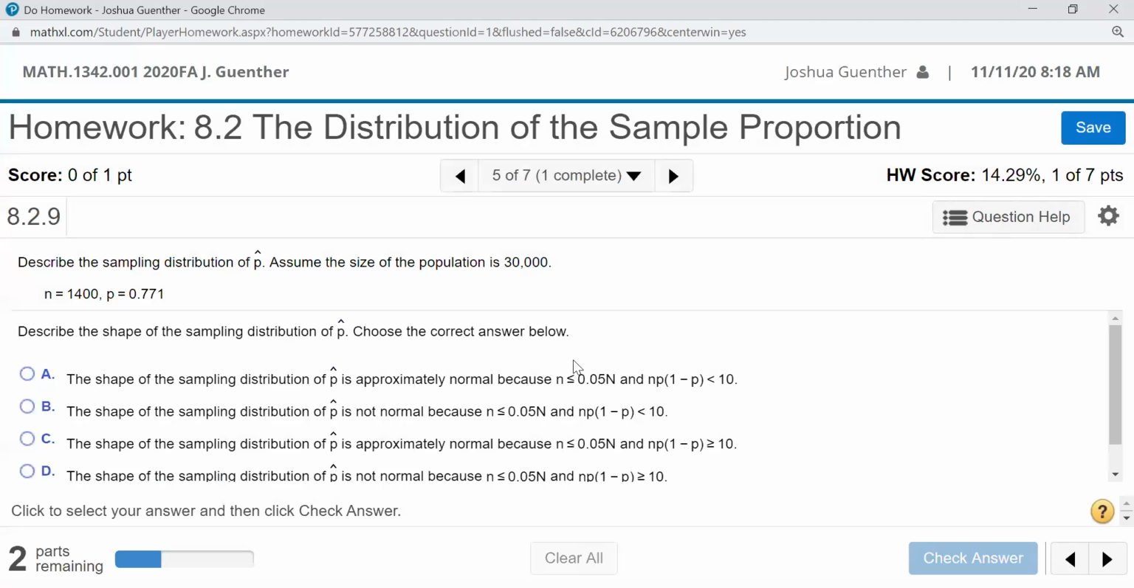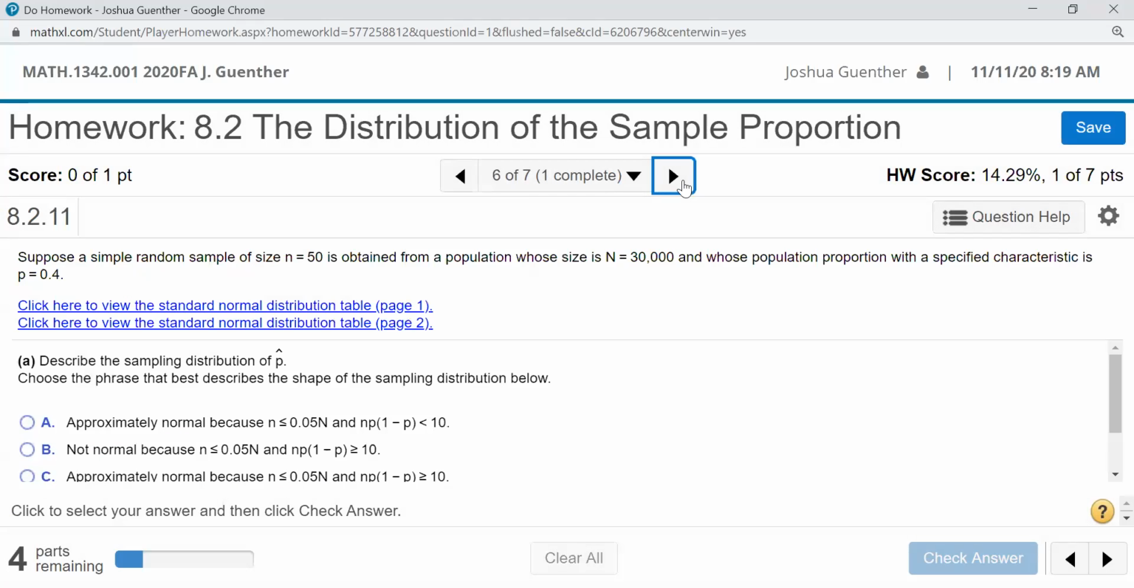So let's see, let's work another problem. No, I don't want to do that one. Here we go. Now let's really get our hands dirty here. Suppose a simple random sample of size 50. So our sample size lowercase n is 50, is obtained from a population that is 30,000 large. Capital N will be the population size. Lowercase n, the sample size.